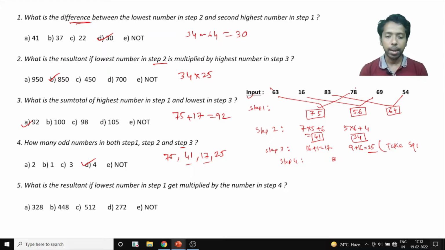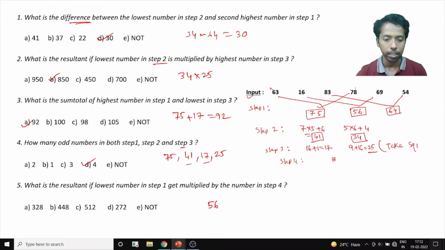Okay, that's it. 75 and 25 are not prime numbers but odd numbers. Yeah, that's true. And it's asked how many odd numbers there are, so 4 odd numbers are there. If you were asked how many prime numbers are there, then 41 and 17, only 2, right? That's it.